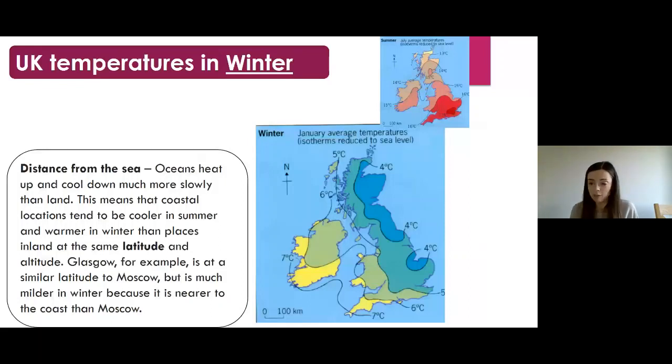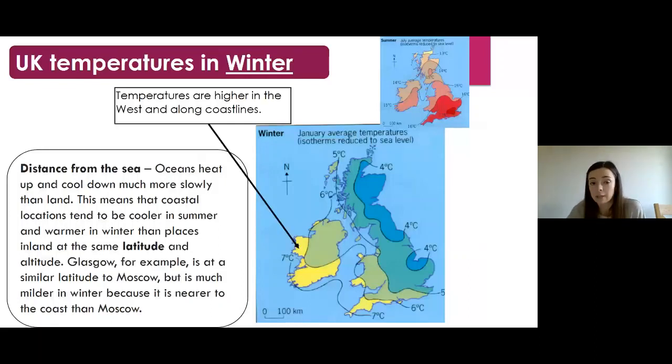Okay, have you ever been on holiday and gone from the sun lounger onto the patio or the ground, and it's so hot you can barely stand on it? That's because the land heats up like that, but it also loses its warmth straight away. So that's why inland areas are warmer in summer, but colder in winter in comparison to oceans. Here we've got lines showing temperatures are higher in the west and along coastlines.